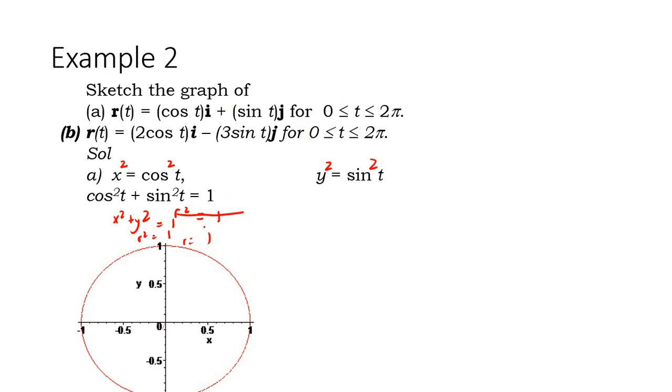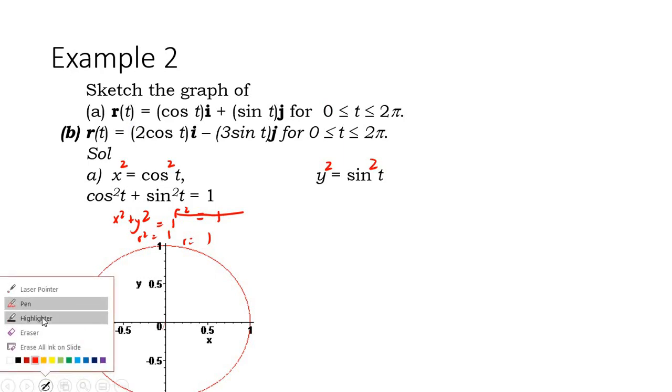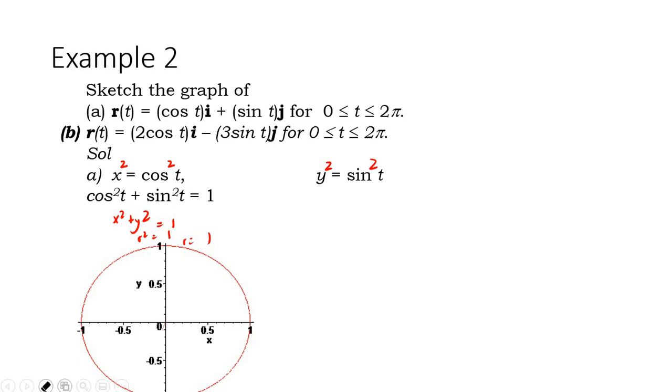For a vector valued function, we have magnitude and direction. To determine the direction, we substitute the starting point, when t equals 0. Cos 0 is 1 and sin 0 is 0, so the starting point is x is 1, y is 0. If I put 2 pi, you'll get the same point later on, so I don't know where the starting point is and where the ending point is.